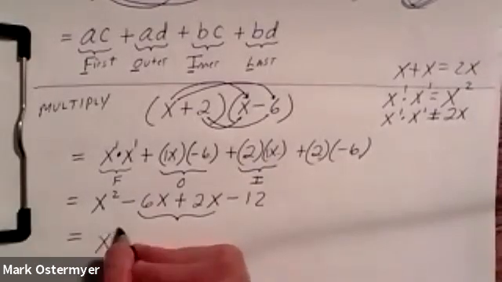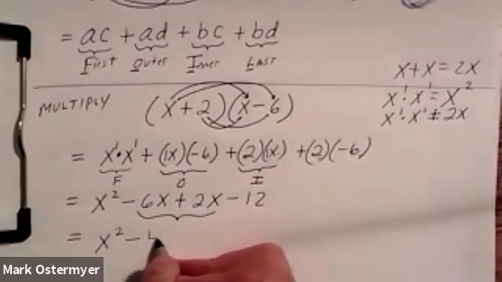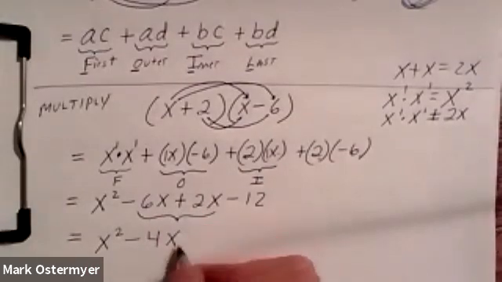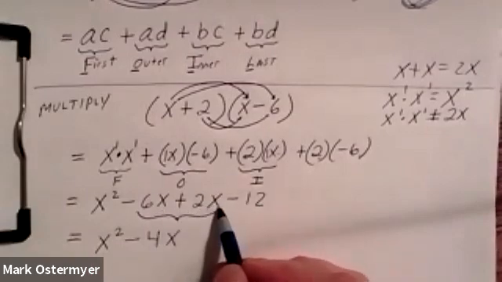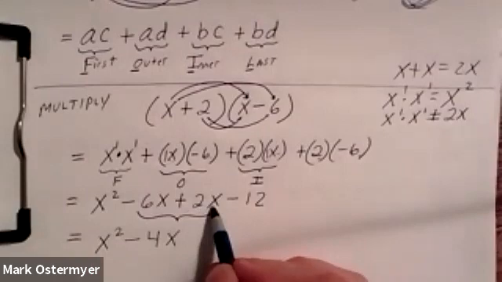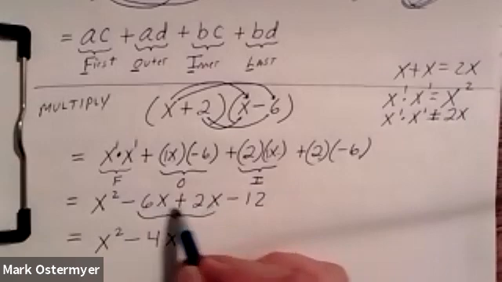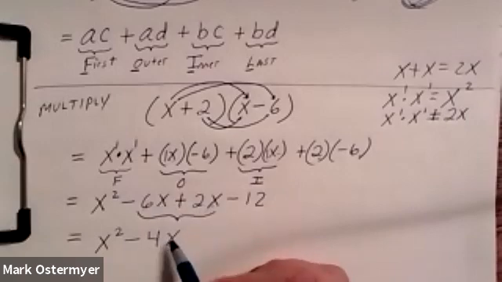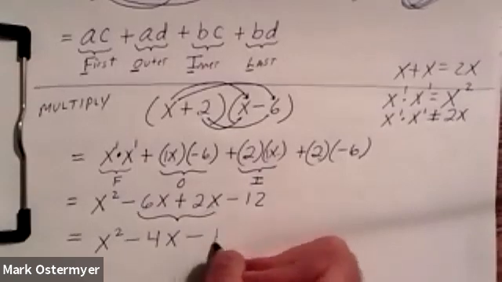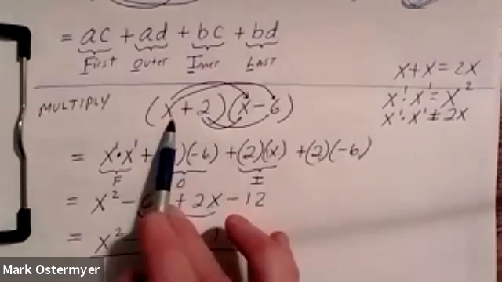So we have x squared, a negative 6x added to a 2x. Negative 6 plus 2 is a minus 4. So minus 4x is what these x terms combine to give us. It's not minus 4x squared. We're not multiplying x times x. We're adding like terms together. Negative 6x plus 2x, you keep the variable part the same. You don't change anything on the variable part when you combine like terms. Minus the 12. There you go. That would be your simplified product of these two binomials.